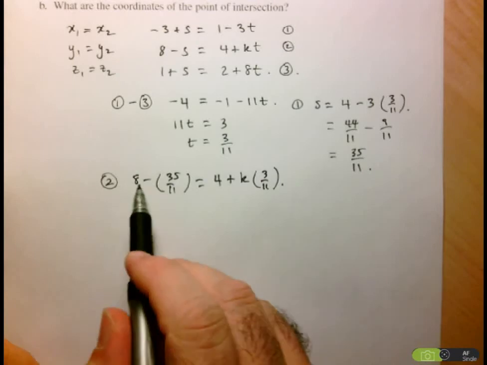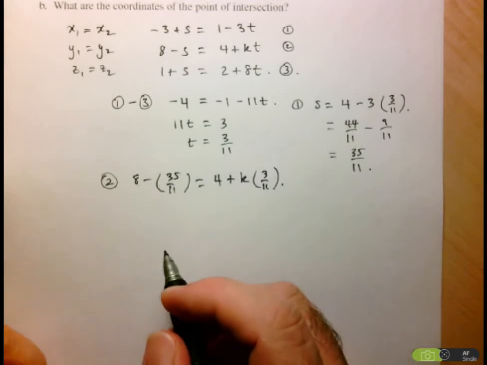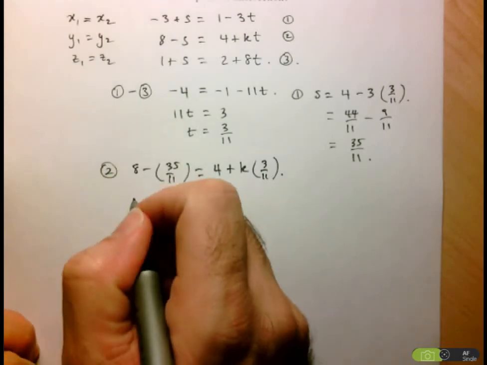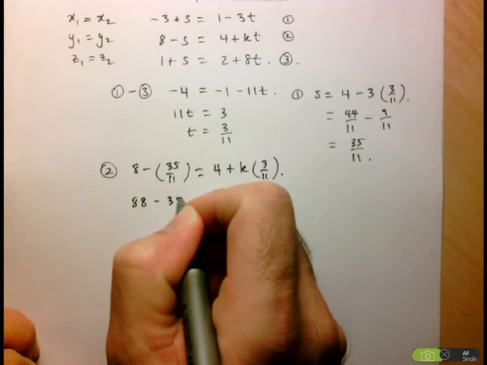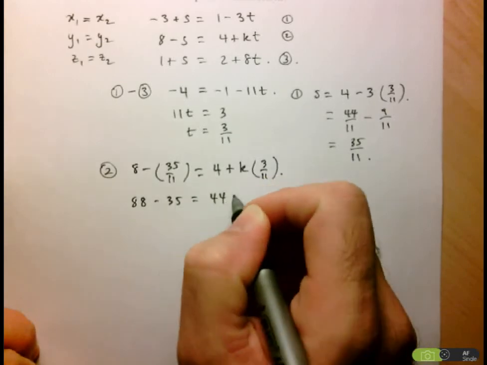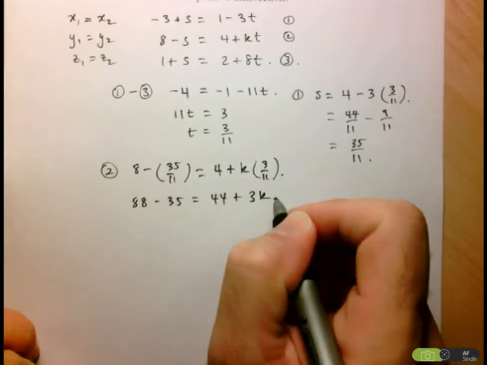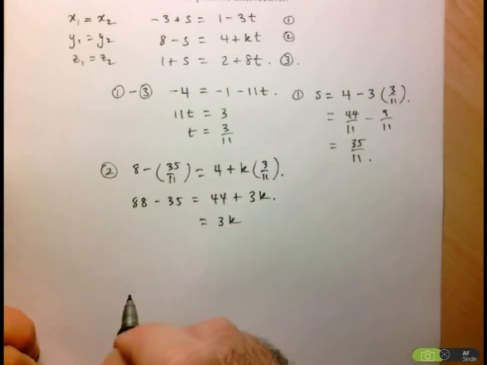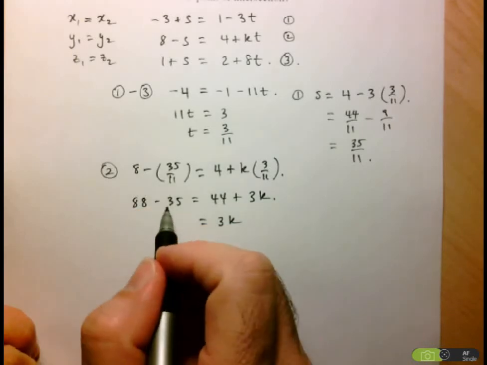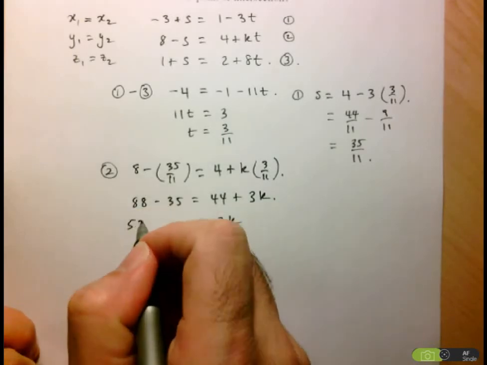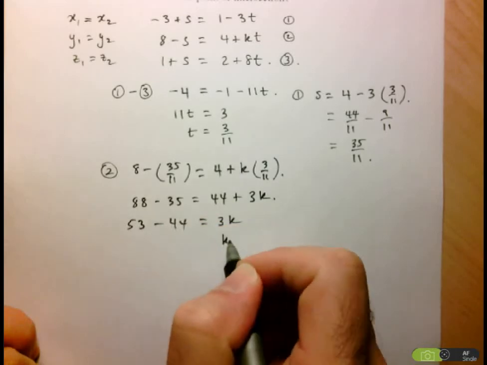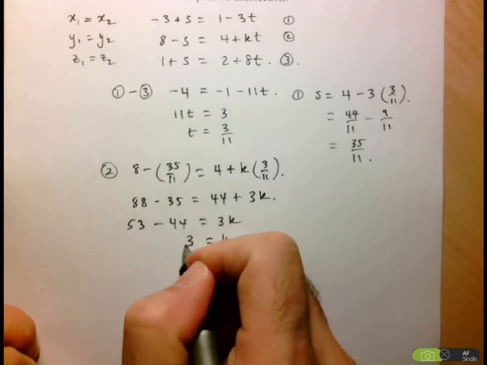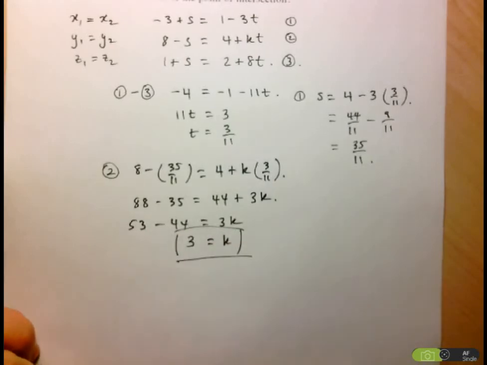And to make things simple, I'm just going to multiply both sides of the equation by 11 so that I can get rid of these fractions. So multiply the left by 11, I get 88 minus 35 equals 44 plus 3 times k, since the 11s will cancel out. And so here I can calculate 3k. So 88 minus 35, so that's 53 minus 44. And here 53 minus 44 is just 9, and then divided by 3 is 3. So there we go. We've solved part 1.